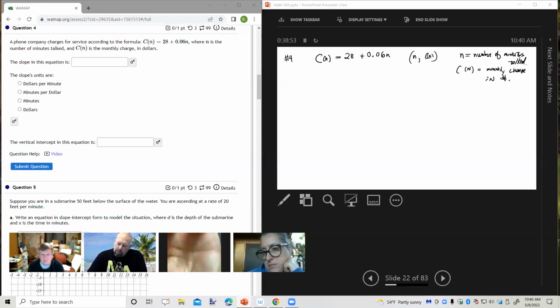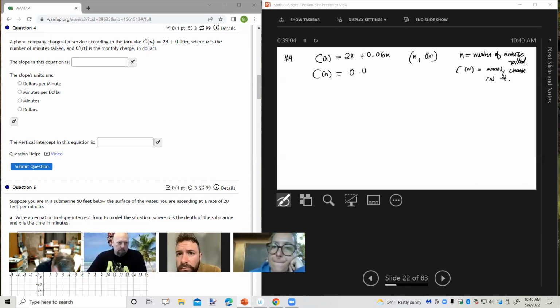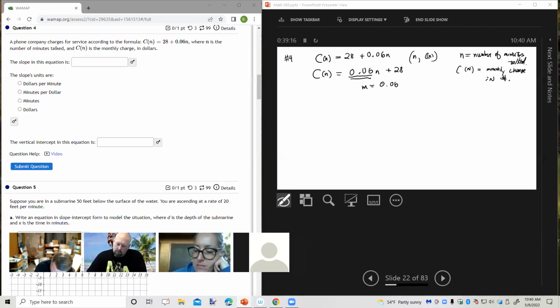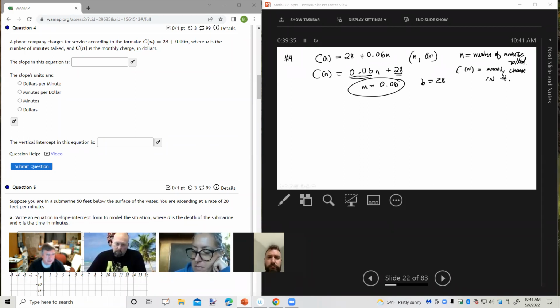Okay. Now, I'm going to take this equation and I'm going to write it in slope-intercept form. So I'm going to put the variable term first. So now this would be the slope, and this would be the y-intercept. Technically the C of n intercept, but the vertical intercept, okay? Again, any questions so far? So the slope of the equation is that. Now, we could write that as 0.06.